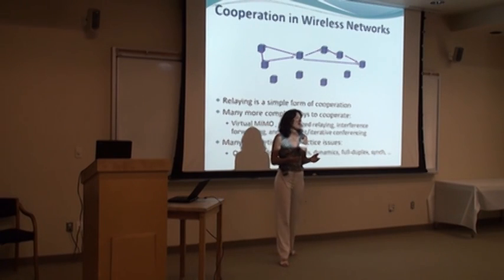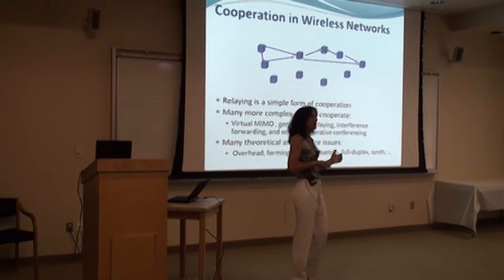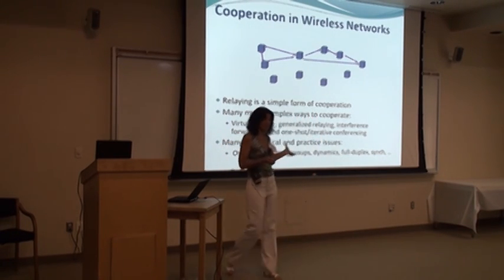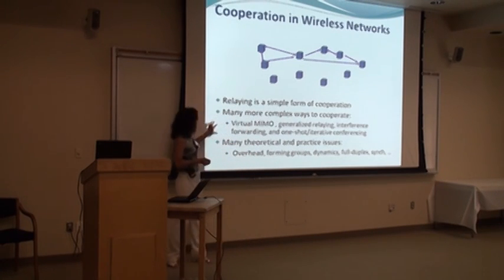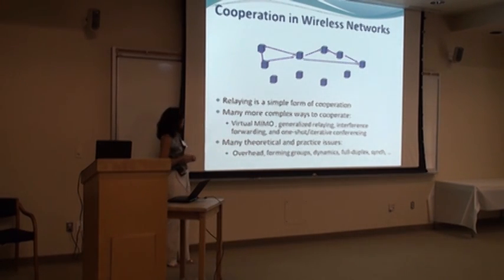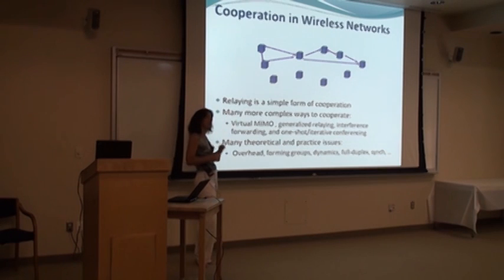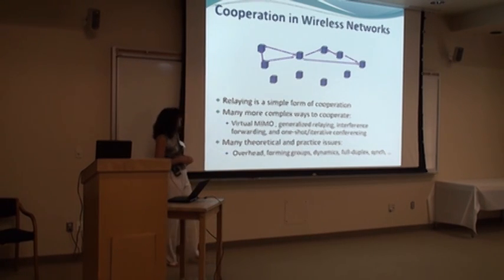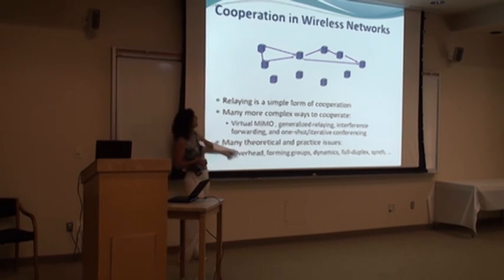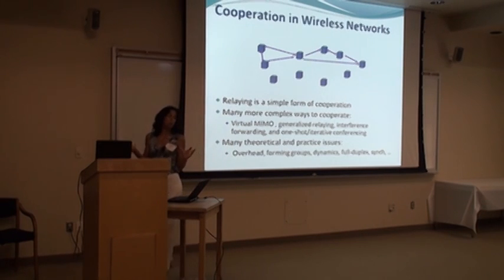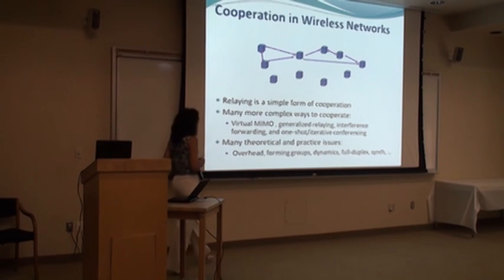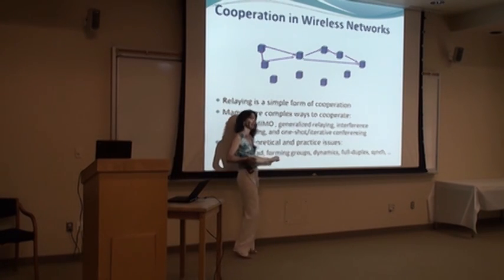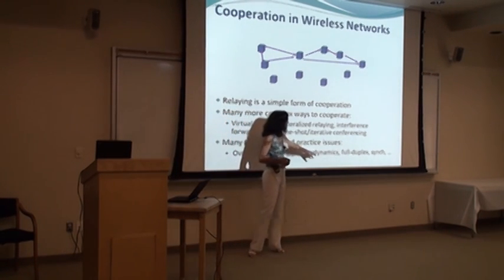Since we don't even have the capacity of the simple relay channel, we don't know the capacity of these techniques either, but we can compare them, and that's often what we do. In addition to the capacity analysis of these techniques, there are many theoretical and practical issues, like overhead. If I'm going to do virtual MIMO, how much overhead is associated with the nodes communicating with each other? Who should group with whom? What if the channel is changing?